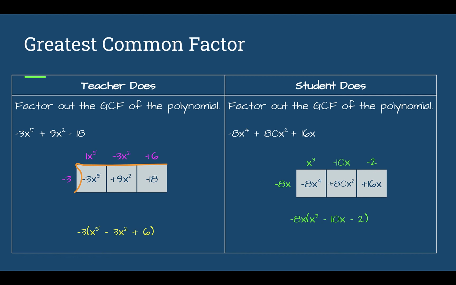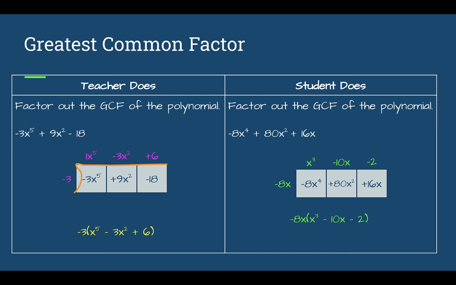But here, since we took out an x, we need to divide all of our variables by x. So x to the 4th divided by x is x to the 3rd. If you remember back when we were learning about exponent rules, dividing with the same base means you subtract the exponents. So x to the 4th divided by x to the 1 is x to the 3. X squared divided by x is just x. And x divided by x is 1, so it disappeared. So you should have ended up with -8x as your GCF and x to the 3rd minus 10x minus 2 as your quotient.